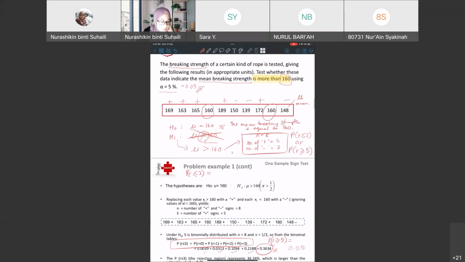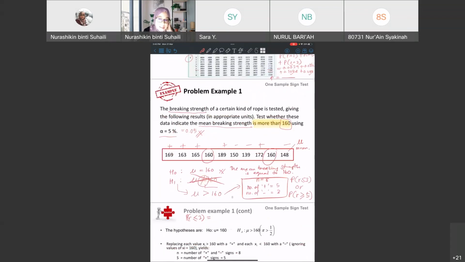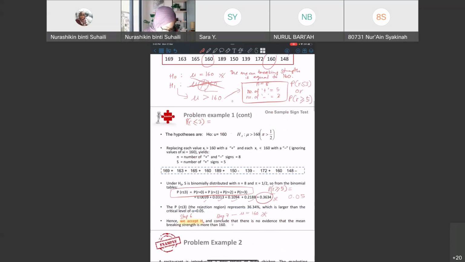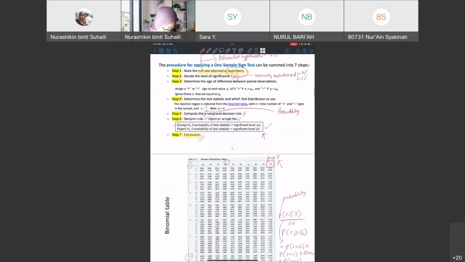So you go back, if let's say you go back to your data just now, kan? So you want to actually make a conclusion of the mean with 160. Is it equal or not? That's why you analyze the whole data first. Okay, any questions? Anything that you don't understand in all the steps?